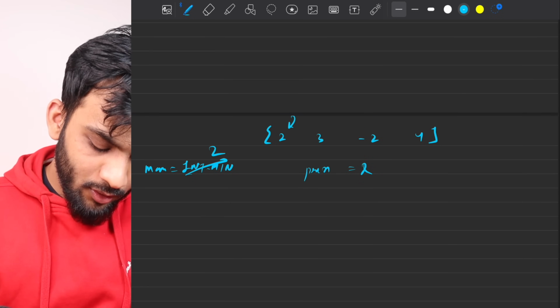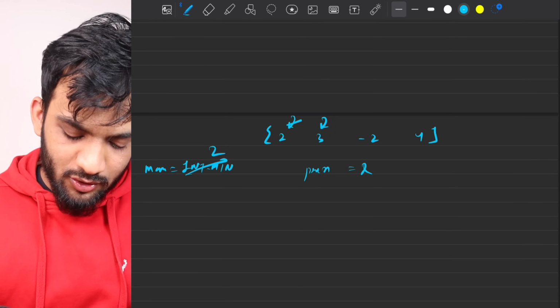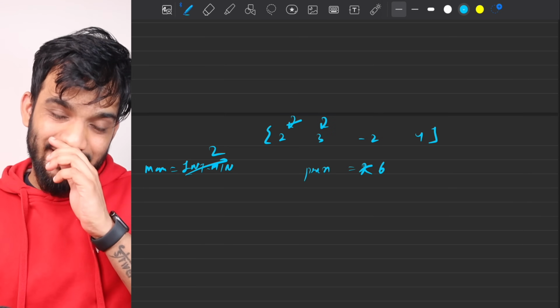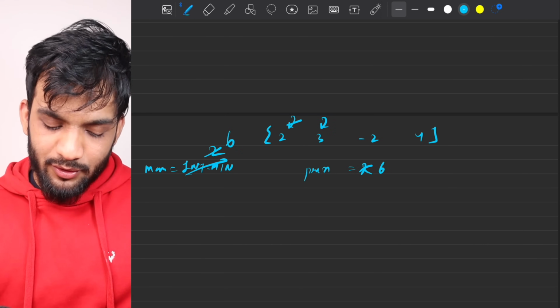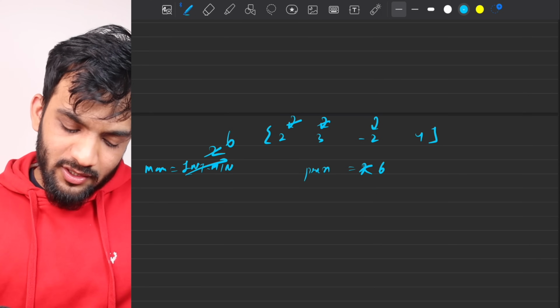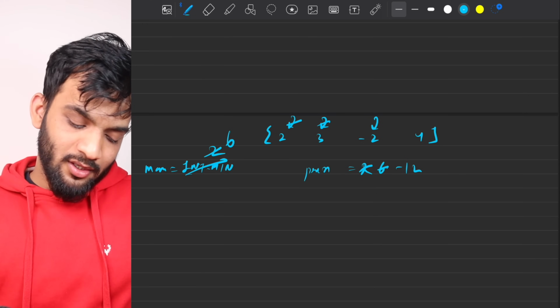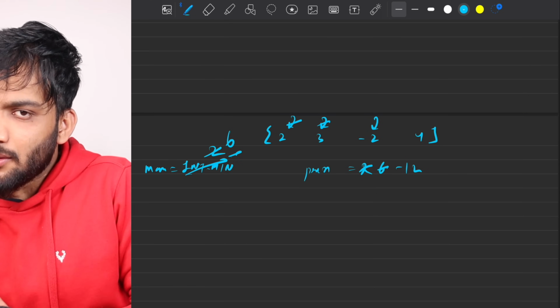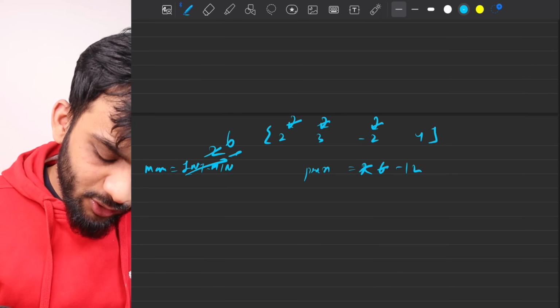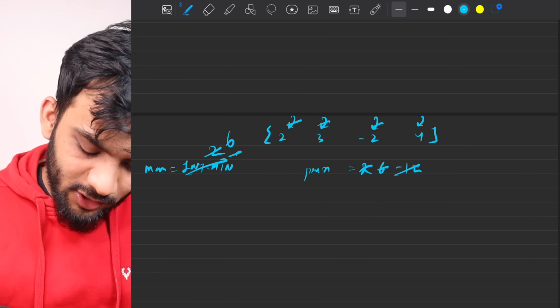So you'll update 2. Next it will go to 3. So it will be multiplied with 3. So it will be 6. So the max will be updated to 6. Next it will go to minus 2. So this will be minus 12. So max will no more be updated because it's minus 12. Next we will go to 4. So this will be minus 48.